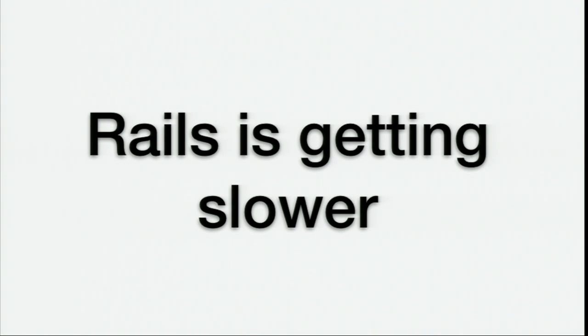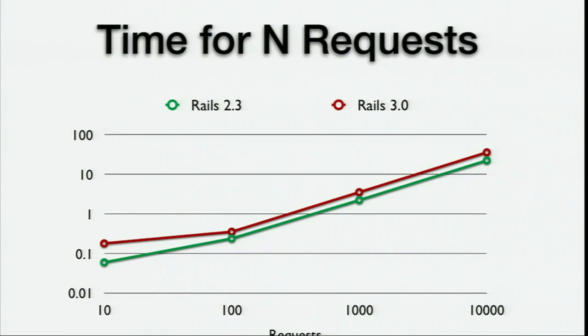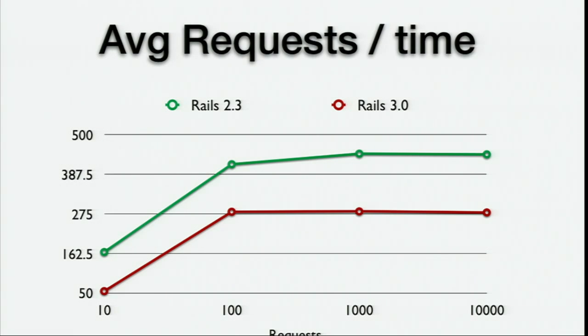So Rails is getting slower, and Rails is getting slower because it's doing more work. I went and benchmarked Rails 2.3 versus Rails 3.0. Our x-axis is the number of requests that I performed, and the y-axis is the amount of time. For these benchmarks, I cut out the web server part, so I actually just wrote Ruby code and benchmarked our rack stack. I wanted to see how many requests per second I could push through the system. Our growth is about linear here, but when we look at our average requests per second, we'll see that Rails 2.3 is significantly faster than Rails 3.0.